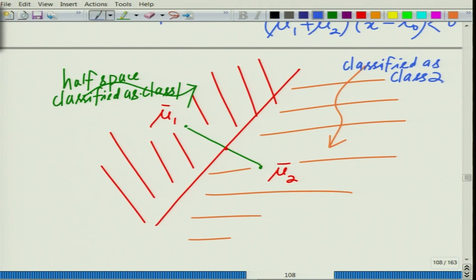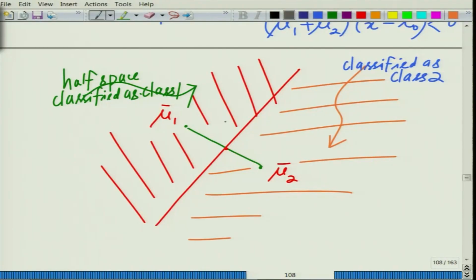this is classified as class 2. That is, you take the two means mu1 bar and mu2 bar and draw the perpendicular bisector. If the observation x bar lies on the side of mu1 bar, it is classified as belonging to class 1. If the observation x bar lies on the side of mu2 bar, it is classified as belonging to class 2. Alright. So, that is interesting, and this is very intuitive. It says essentially that you are classifying as belonging to the class corresponding to the mean which is closest to the observation vector x bar.